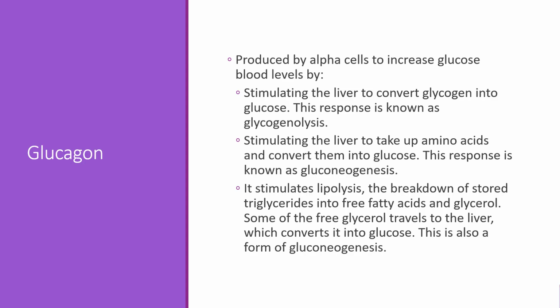How do they increase glucose levels? They stimulate the liver, which is where we store our excess glucose, or one of the places we store it, to convert the storage form glycogen back into glucose, and that is known as glycogenolysis. It also stimulates the liver to take up amino acids and convert them into glucose. This is known as gluconeogenesis, making new glucose out of something that wasn't glucose to start with.